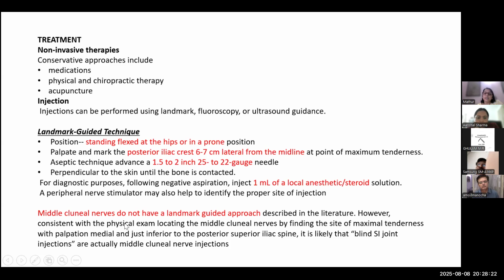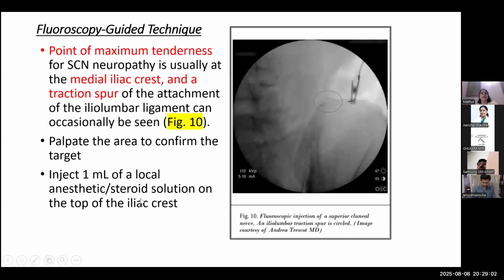As far as the middle cluneal nerves go, there is no landmark guided approach described in literature for them. However, consistent with the physical examination, locating the middle cluneal nerves by finding the site of maximal tenderness with palpation medial and just inferior to the posterior superior iliac spine, it is likely to be like a blind SI joint injection. So you may call them blind SI joint injections or middle cluneal nerve injections. I don't know how far it is correct, but I think others who are more experienced may be able to highlight. So, fluoroscopic guided technique.